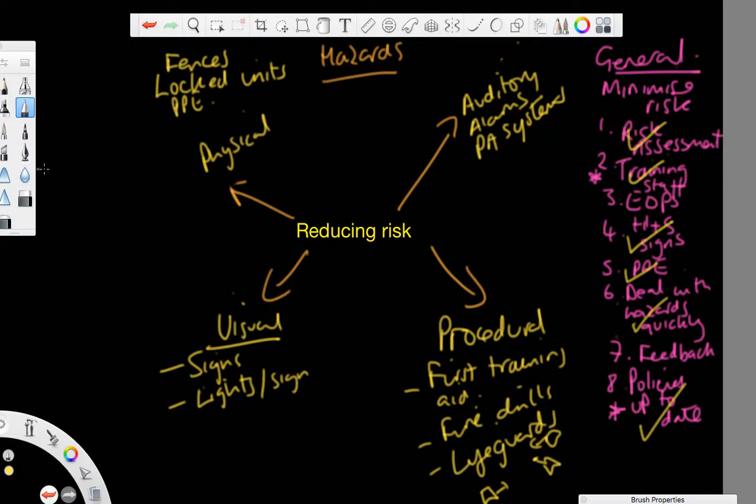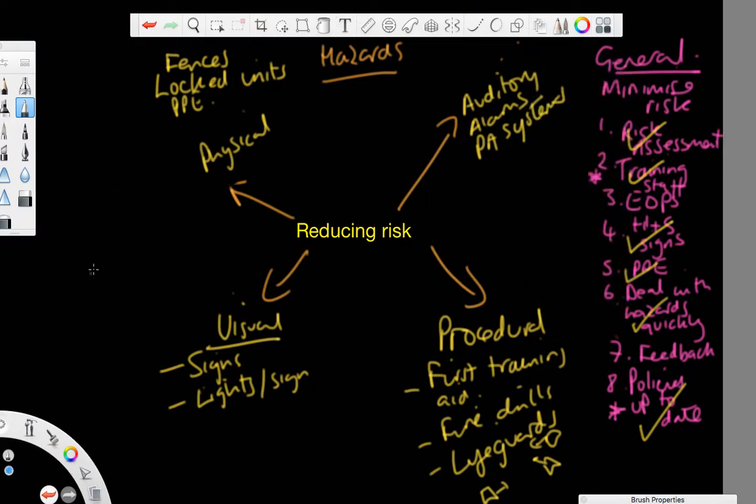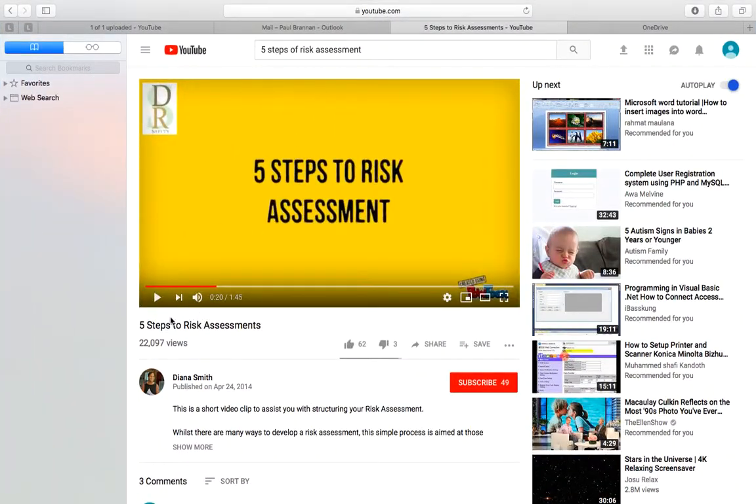Right, okay, last part then. I'm going to flip off this bit. I just want you to know, lastly, the 5 steps. If you see the 5 steps of a risk assessment, there's 5 key steps, and this video hopefully will help you explain it. So let's click across.